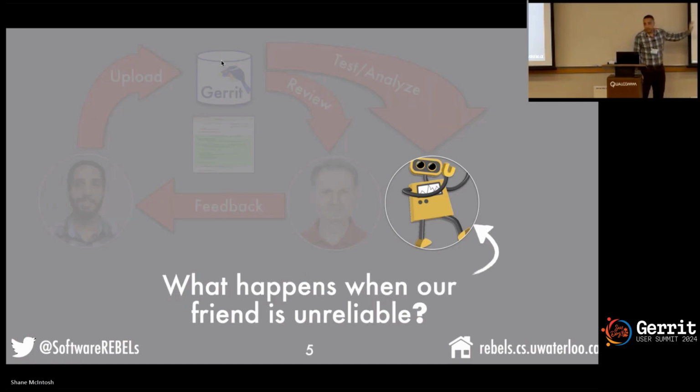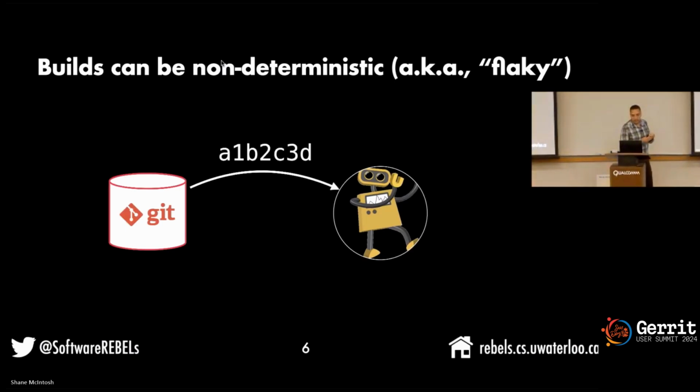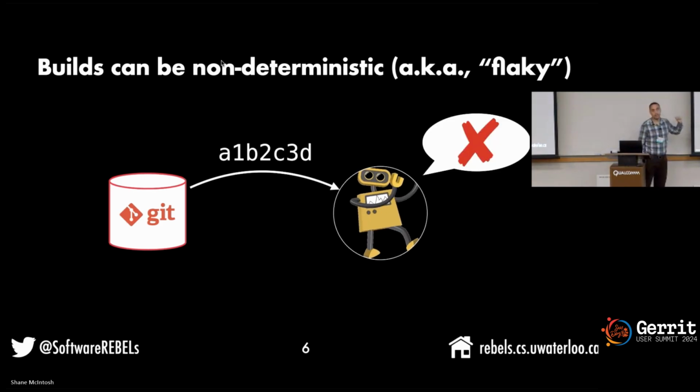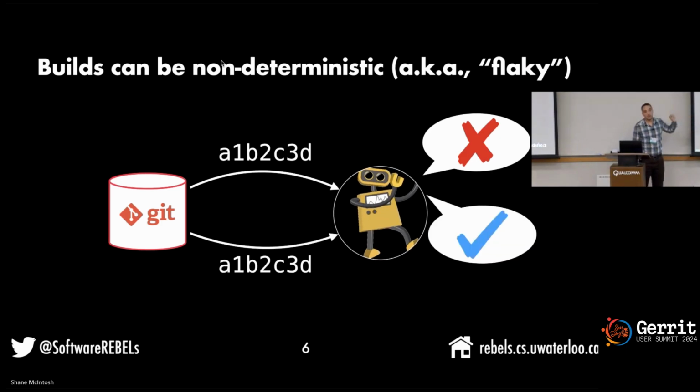What I'd like to focus on today is this little guy and what happens if this little guy is unreliable, right? And why might that happen? Well, let's say this guy is performing automated builds, right? So he would grab from the code base or from Gerrit some version of the code, and he would run his analysis, and he would give me some kind of pass-fail signal, right? This code doesn't work. But sometimes these bots, if you give them the exact same inputs and you ask them to run again, they'll give you a different output, right?